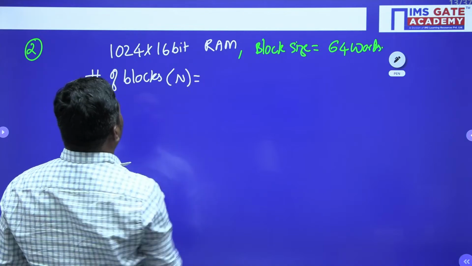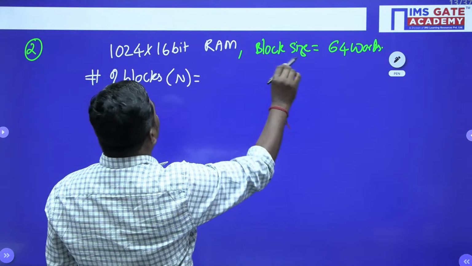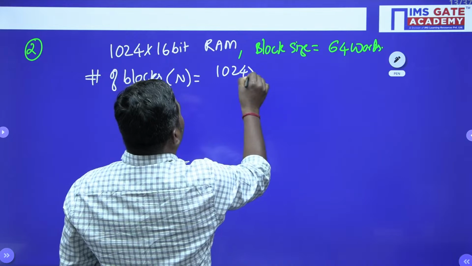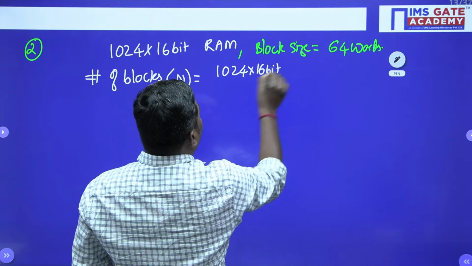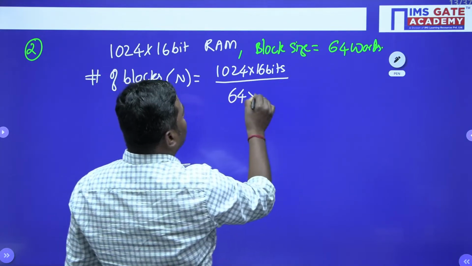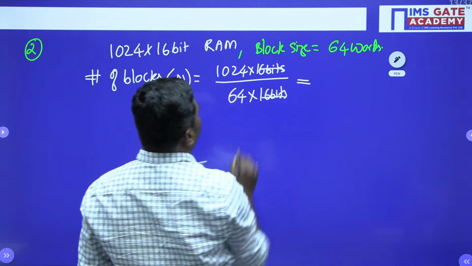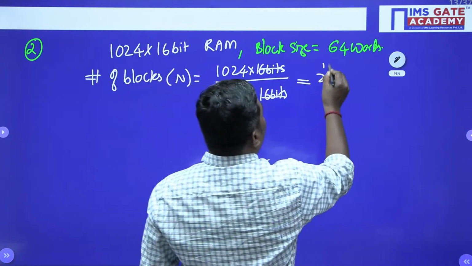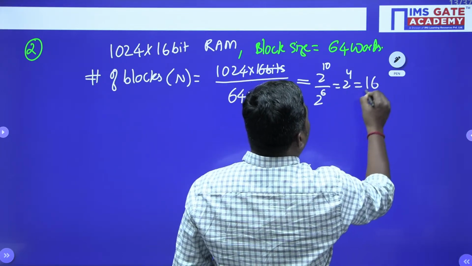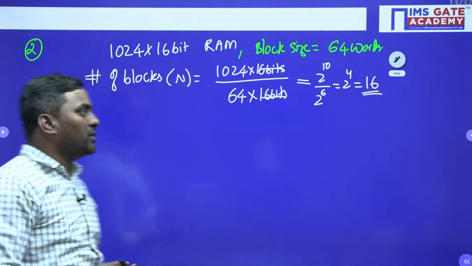Suppose I indicate n as the number of blocks. Now what is the size? The memory size is 1024 into 16 bits, divided by 64 words. One word is nothing but 16 bits, so this cancels. How much is it? 2 power of 10 by 2 power of 6, so this is 2 power of 4. This gives 16 blocks. I hope you understand.